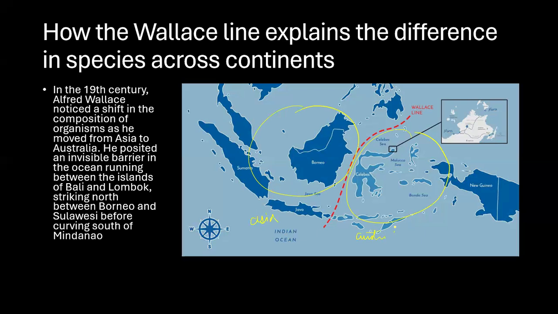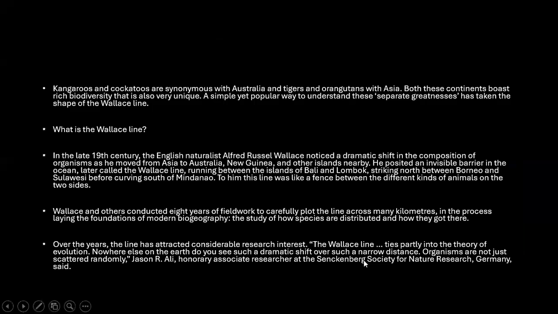It highlights the biodiversity shift due to historical continental movements and environmental factors. So here you see that the species that are present are completely different because of different reasons. So let us see what species are present. The Wallace Line is an invisible boundary between Asia and Australia, separating distinct species on either side. So the species on either side are very different. For example, kangaroos and cockatoos are synonymous with Australia, and tigers and orangutans with Asia.